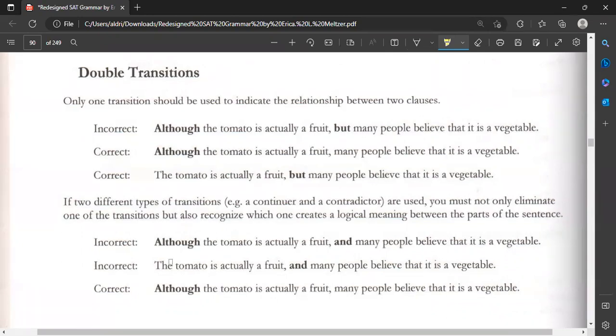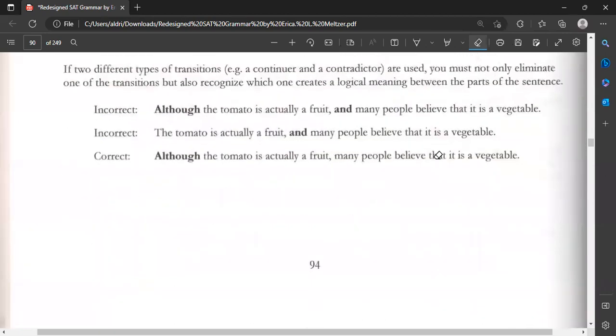For example, although the tomato is actually a fruit, many people believe that it is a vegetable. Okay, that's okay. The tomato is actually a fruit, but many people believe that it is a vegetable. That's okay. But we can't use both because that's a double transition. Okay. Let's look at a sentence.